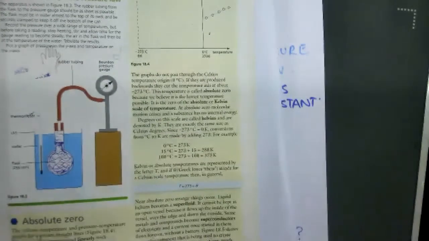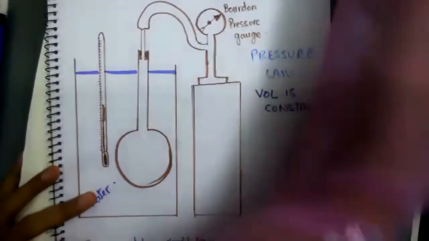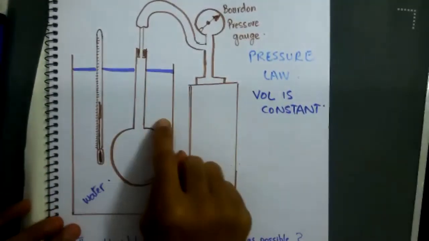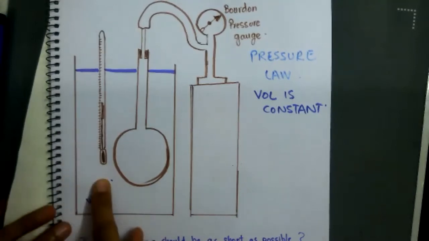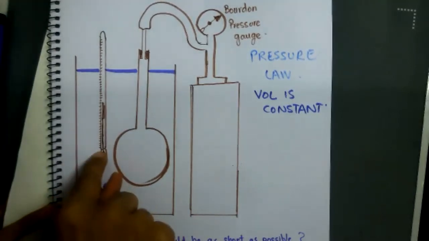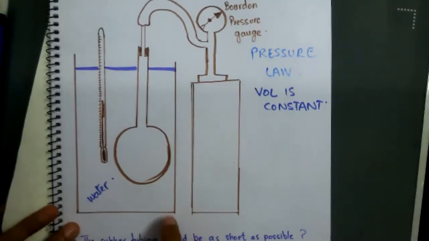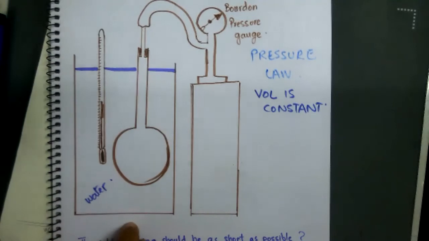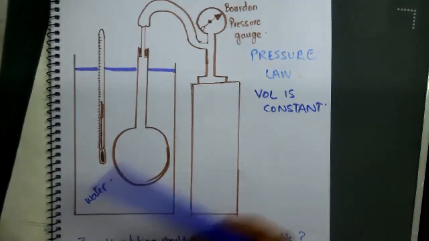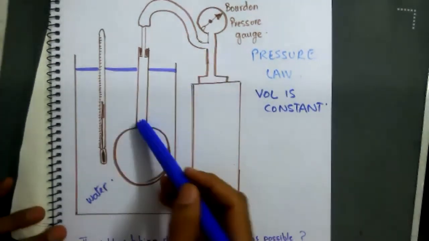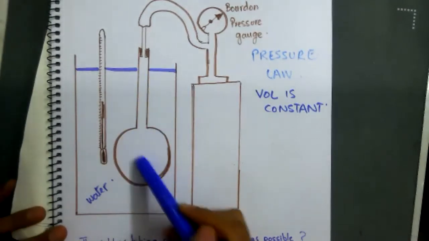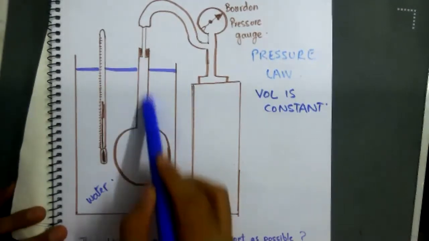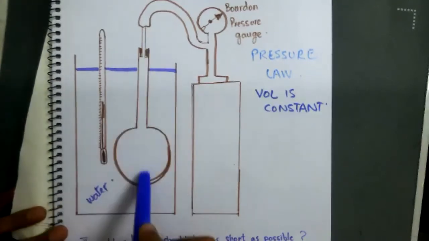Page 77. We're doing this pressure law. So this is a round bottom flask, and a beaker filled with water. This is a thermometer to measure the temperature. They're not heating, but the volume is constant. As you can see, the volume is not increasing. This is the whole volume, whatever the volume of the round bottom flask is.